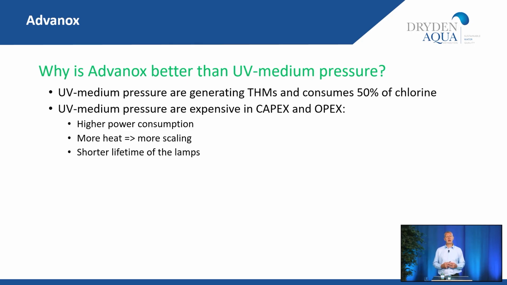But I think the biggest one is that medium pressure systems are very expensive, not just in terms of capex, but also the operating expenditure. They've got that high power consumption, very energy hungry. They produce a lot of heat, and the quartz sleeves tend to scale up over time, and they need to be cleaned with sophisticated automatic wiping systems. And they tend to have quite a shorter life, the lamps have a much shorter life expectancy as well.